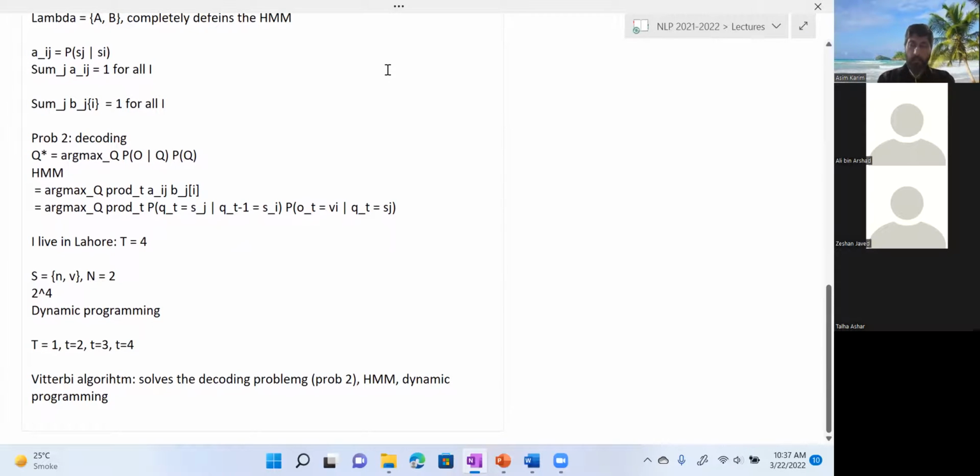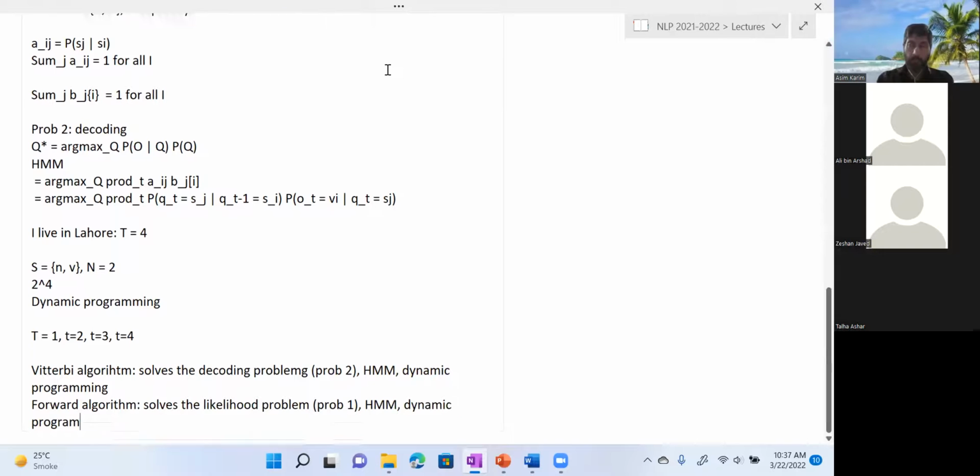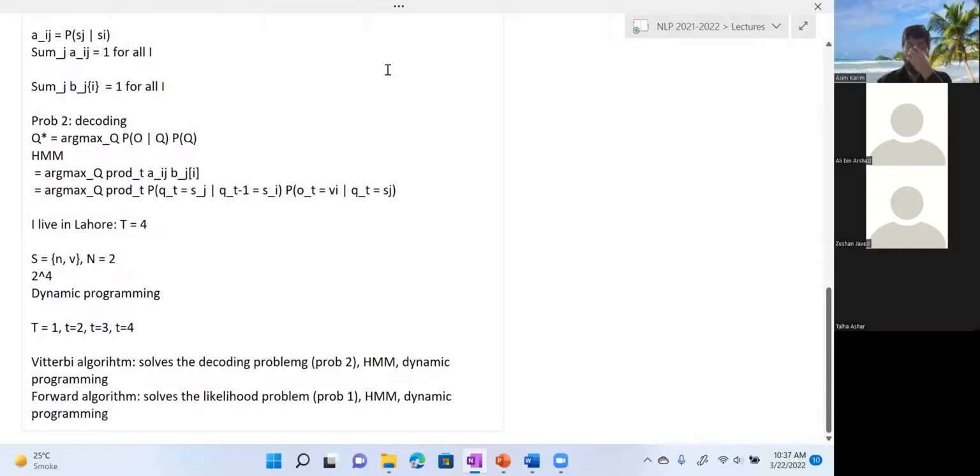Just to mention the name, we also have a forward algorithm. The forward algorithm solves the likelihood problem, which is of course problem 1, and the rest is of course the same. It uses HMM and dynamic programming.